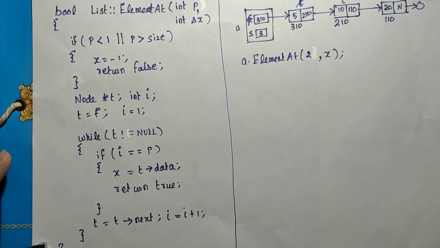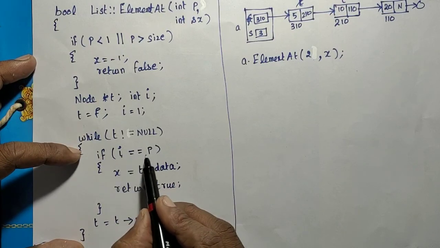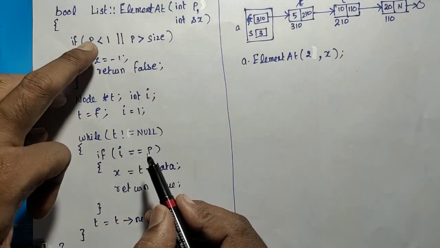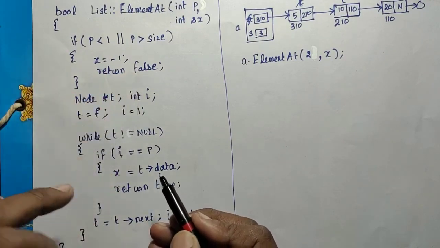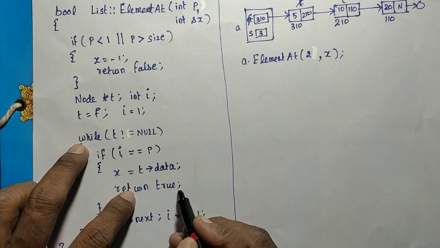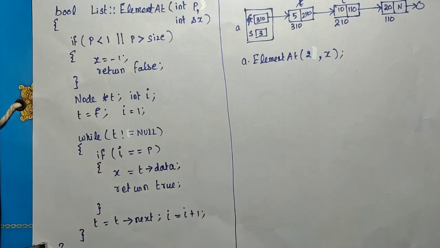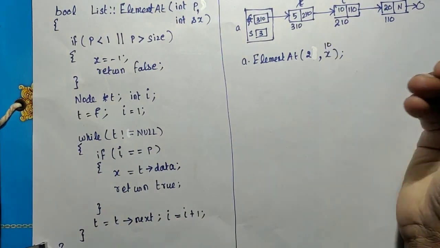Okay, so within that loop, the i may reach p. The p validation we have already done initially. If it is invalid, it will return false right there. Otherwise it will execute the code here and return true. Once i reaches the p position, which corresponds to 2, x will receive the 10. Okay.